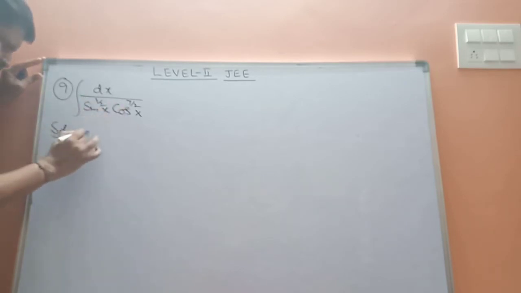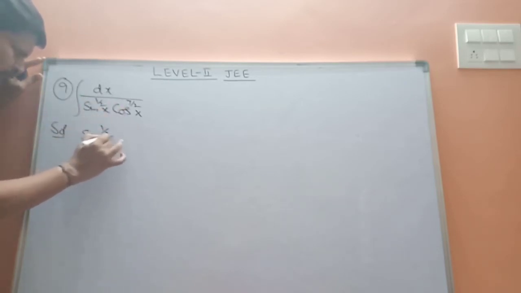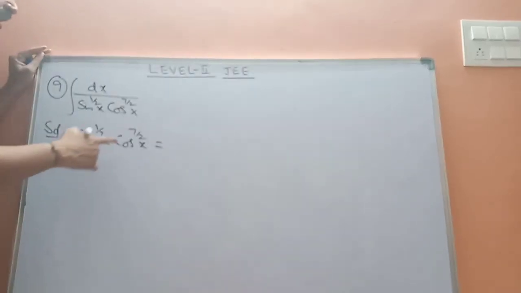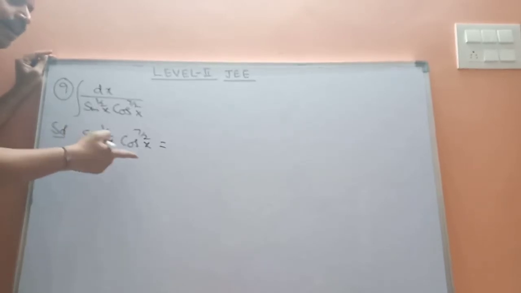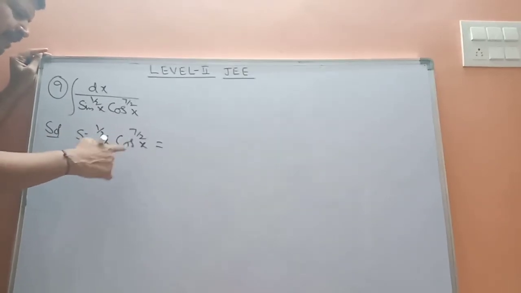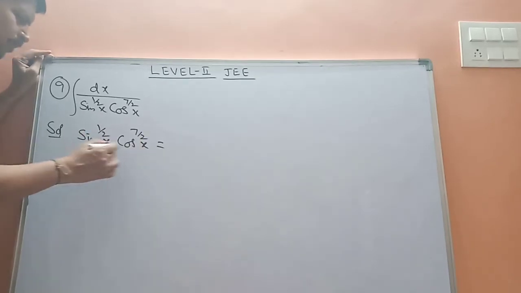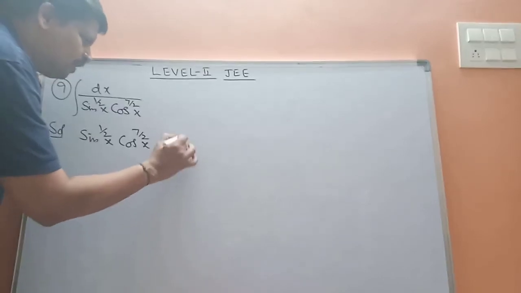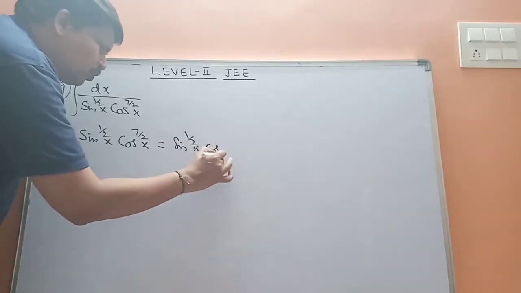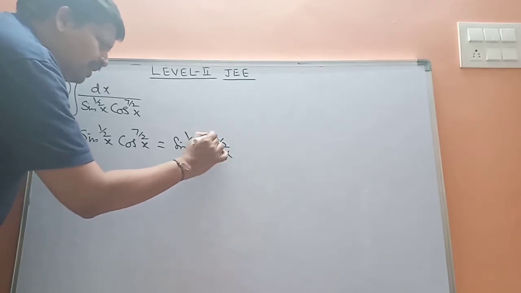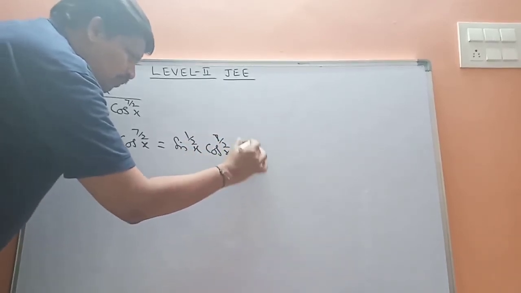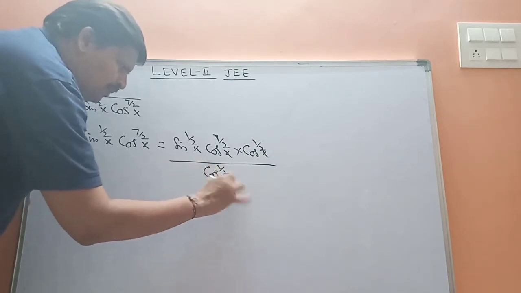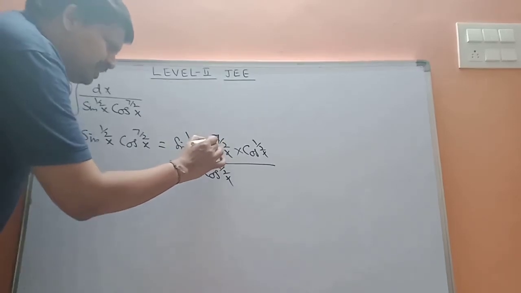So first of all, look here in the denominator: sin to the power of 1 by 2 x cos to the power of 7 by 2 x. That equals, multiplying and dividing with cos to the power of half x, sin to the power of 1 by 2 x cos to the power of 1 by 2 x, 7 by 2 x into cos to the power of 1 by 2 x by cos to the power of 1 by 2 x.